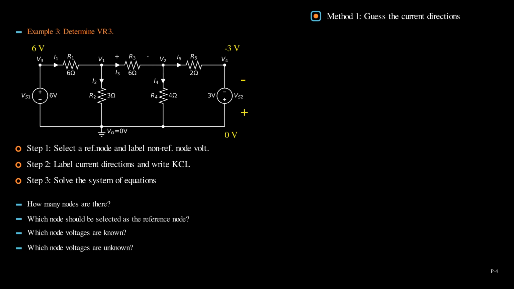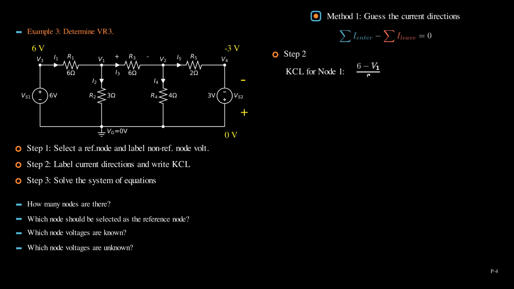The unknown voltages are V1 and V2. They are labeled in the circuit. We are ready to write KCLs for the 2 nodes, and we will use equation B. We directly write KCL based on V1 and V2.